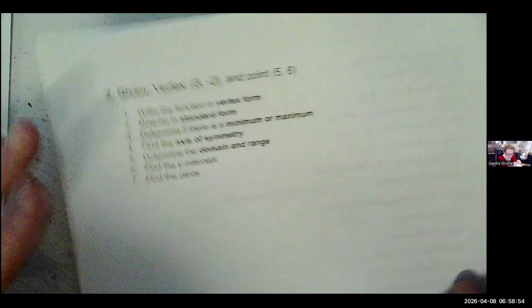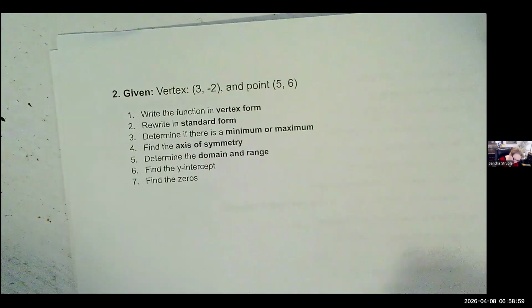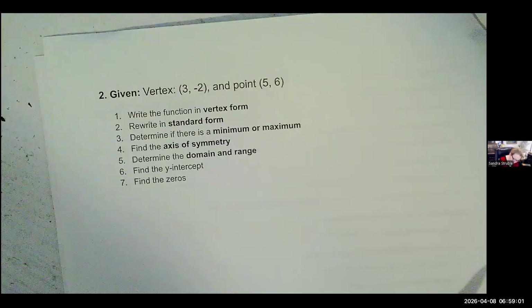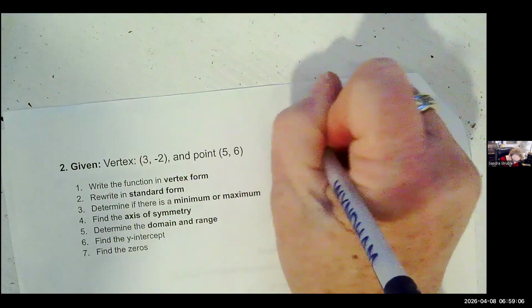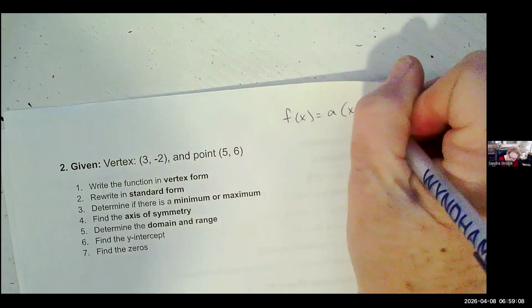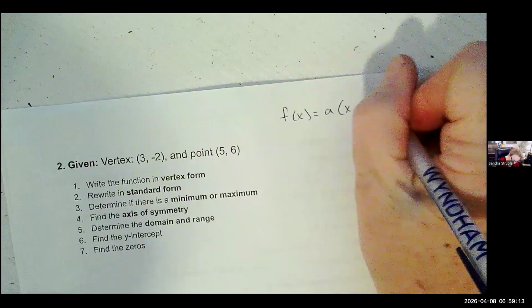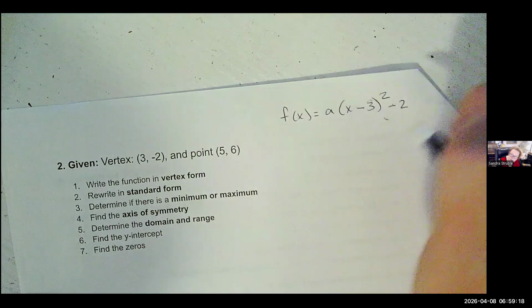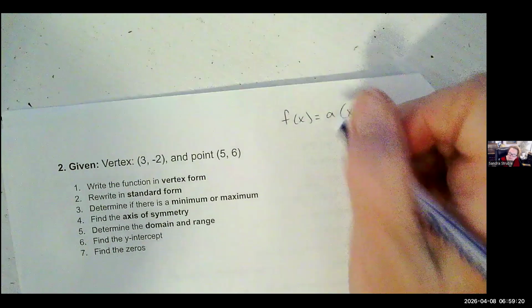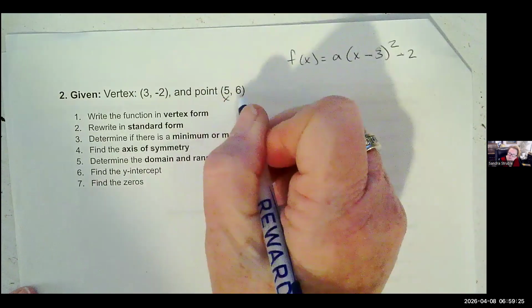All right, given vertex and a point, we need to write the function in vertex form. Okay, well, that's going to start off as f of x equals a times x minus h squared, minus, what's going to be minus 2? So plus k. All right, we need to find a. We can use the point that they're giving us to find a. Remember, this is your x and this is your y, or in this case, f of x.